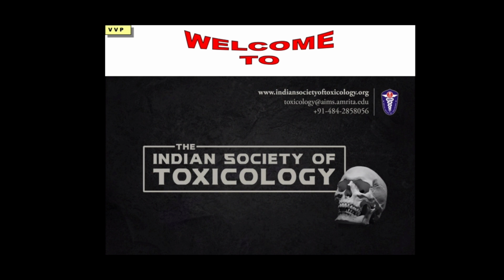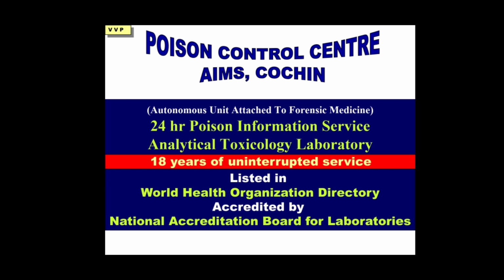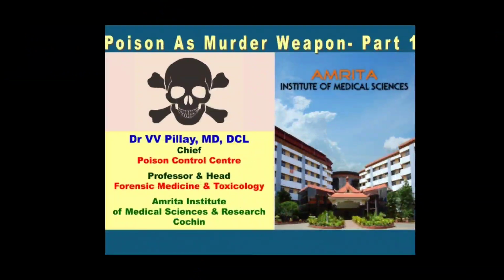In this episode, we will be discussing a very important and fascinating aspect of toxicology, and that is the use, or I would rather say the misuse, of poison as a murder weapon. This comes under the realm of forensic toxicology actually, and it is a pretty vast subject, homicidal poisoning. So we can have two parts with regard to discussion.